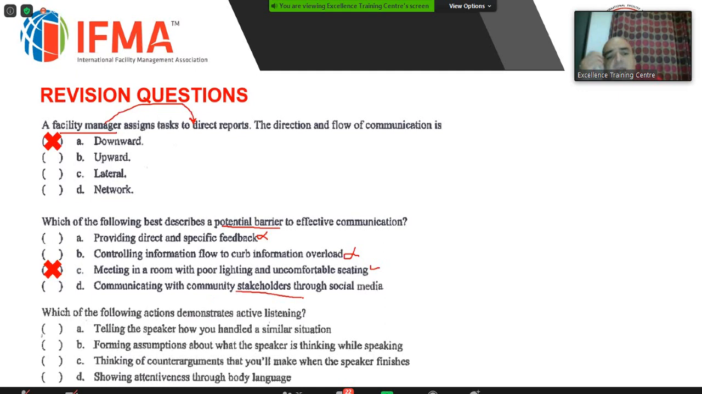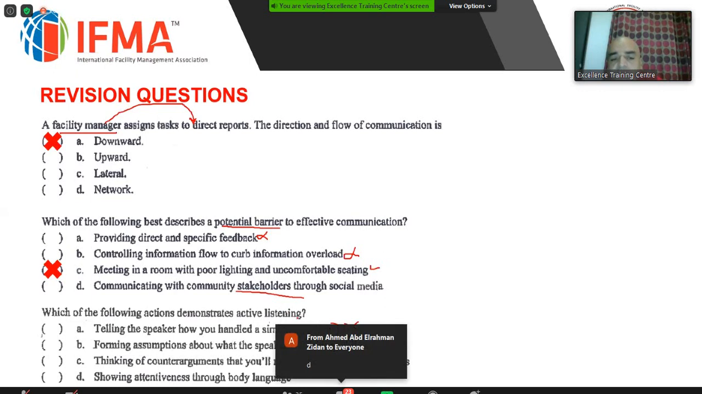Which of the following actions demonstrates active listening? Telling the speaker how you handled a similar situation. You are not listening. You are providing feedback now. You are not listening to them. So I will put this as a good thing, but the question is about active listening. Let's look at the other options.